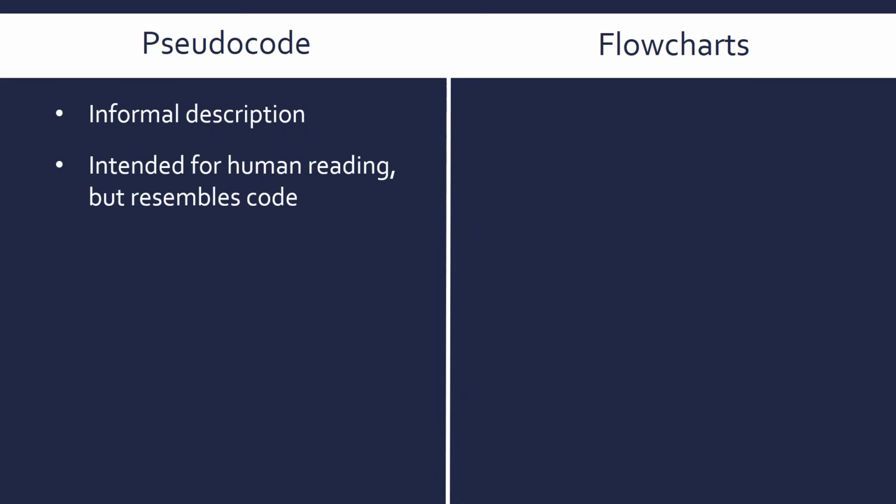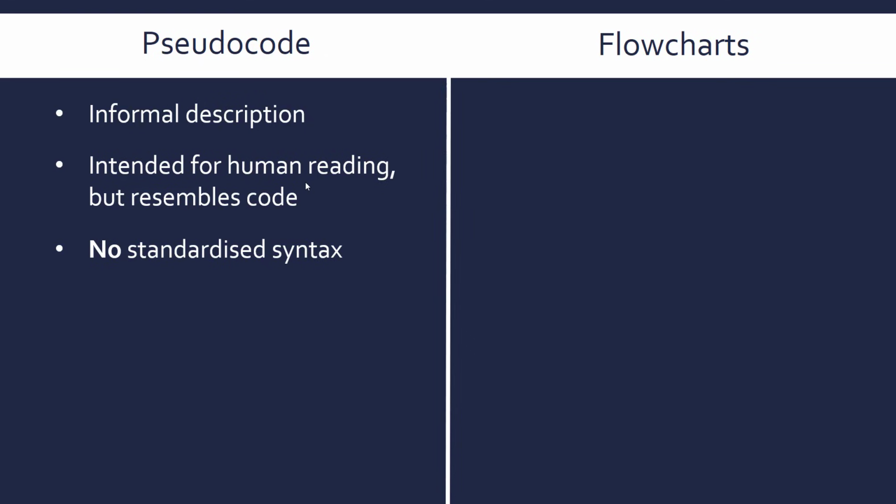The two main mediums to display algorithms, apart from just written descriptions, are pseudocode and flowcharts. So let's break down what these are first of all. Pseudocode is just an informal description, so it's very informal, that's the key word of those two. It's intended for human reading, but it looks like program code. So pseudocode looks like code, but has no actual syntax, it doesn't actually matter.